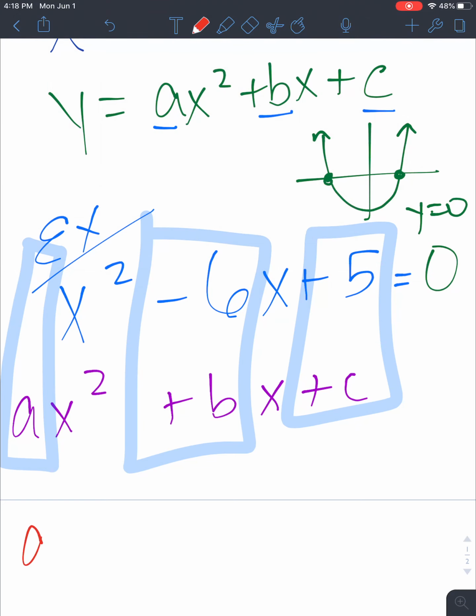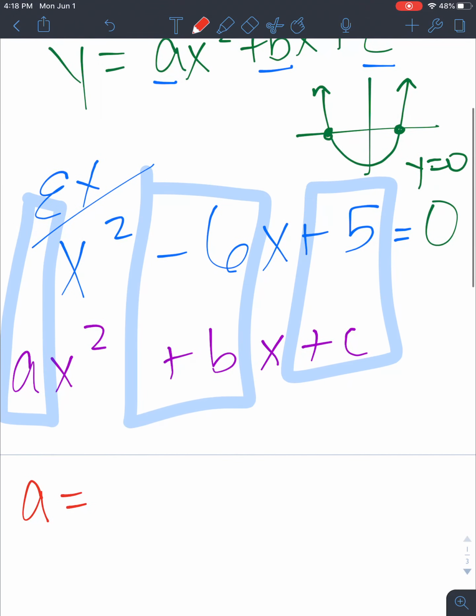So if we look here, we have an a value of 1. And our a value is 1 because there's no number in front of the x squared, right? Anytime there's not a coefficient in front of a variable, that means that the coefficient is 1. It can't be nothing. It can't be 0, right? Because 0 times x squared, 0 times anything is just 0. So it has to be 1, because 1 times x squared or 1 times anything is just whatever you started with, right? So our a is 1.